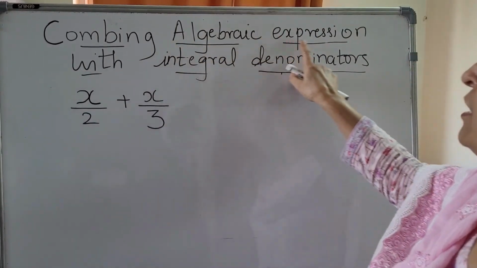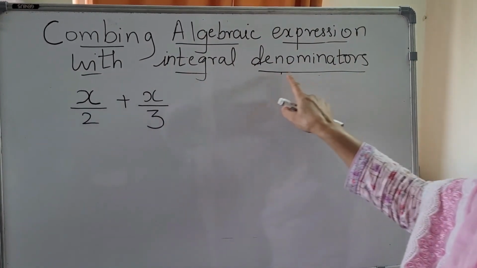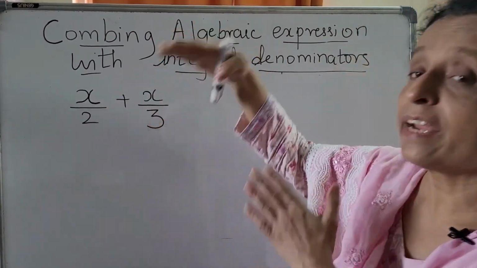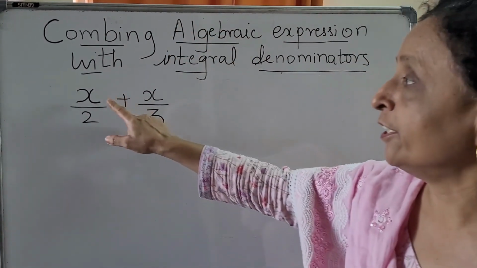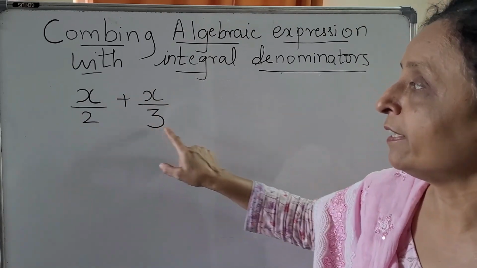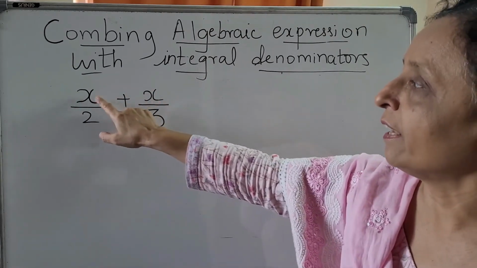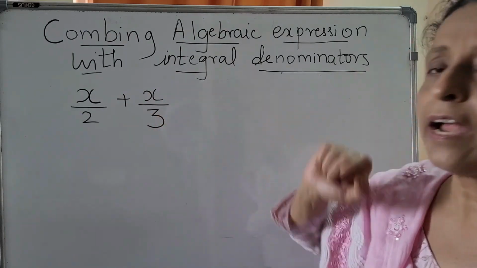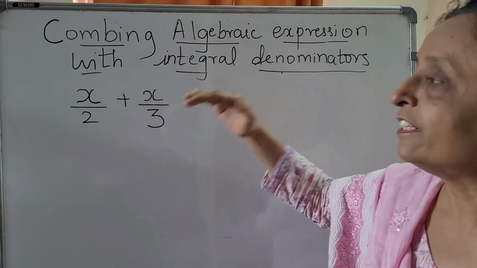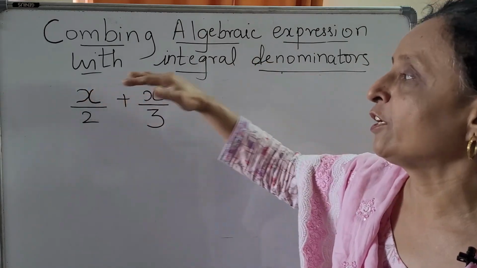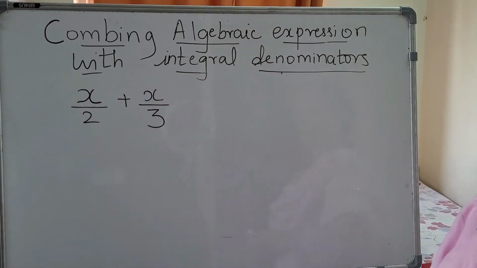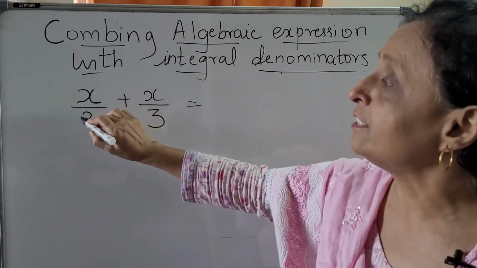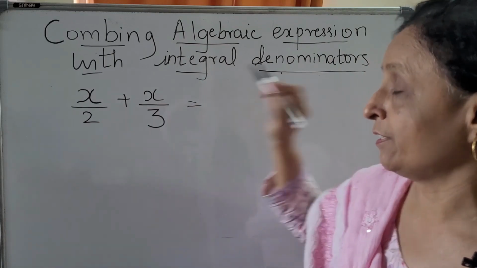Now combining algebraic expression with integral denominators, you have to integrate the denominator. See, your numerator is same, denominator is different. You cannot add like 2x by 5, 2 plus 3. You cannot add. You have to integrate the denominator and then only you can add the numerator. Let's see how. Now, what you have to do is find the LCM of this denominator.